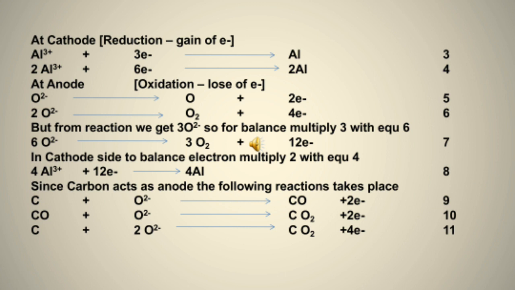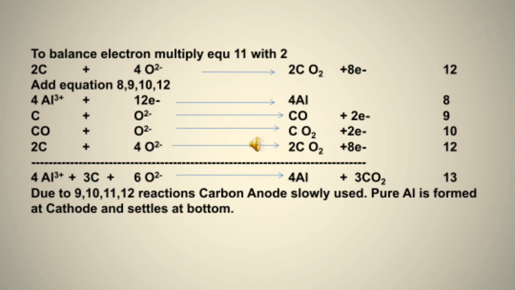Now see the 10th equation. In the 10th equation, it also has oxygen 2 minus on the reactant side. Those 2 electrons are going to be lost. Now we get CO2. In the 11th equation, we get carbon dioxide on the product side. So for that purpose, we are going to write 2 here. Now multiply equation 11 with 2 to balance the electrons. So refer to equation 11. Now we get 2 carbon along with 4 oxygen 2 minus, so that we get 2 moles of carbon dioxide and 8 electrons.